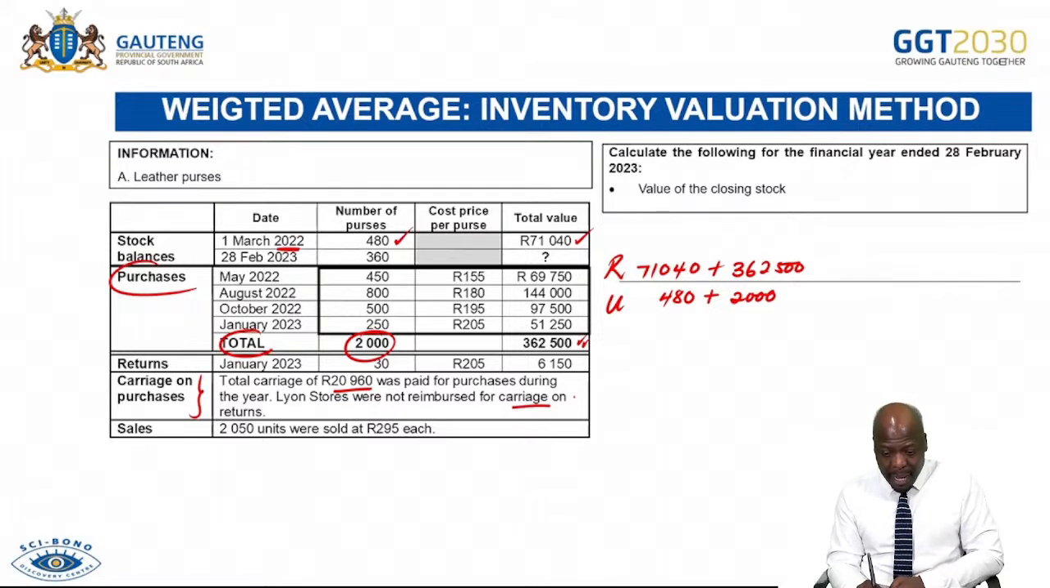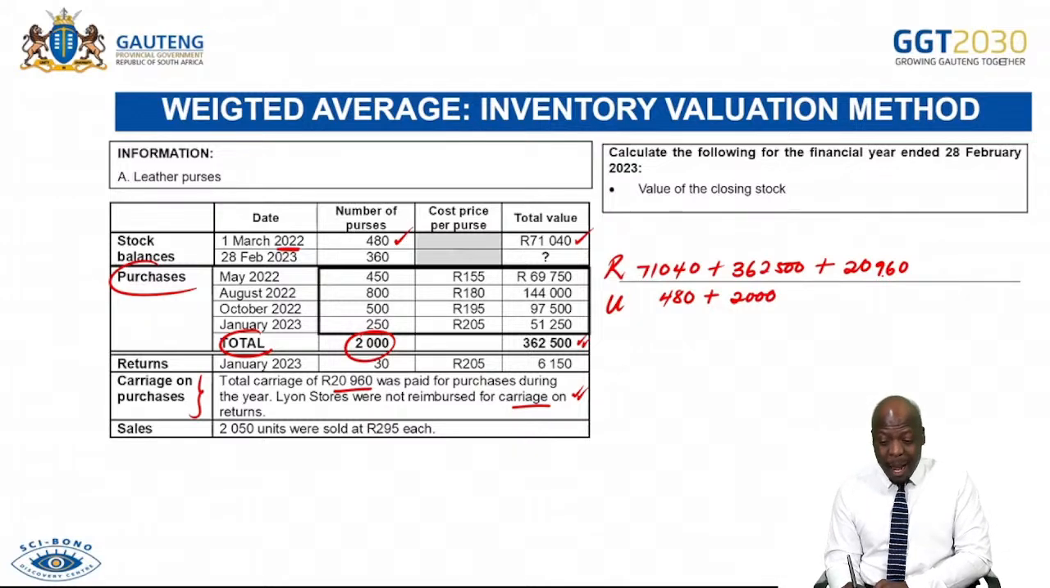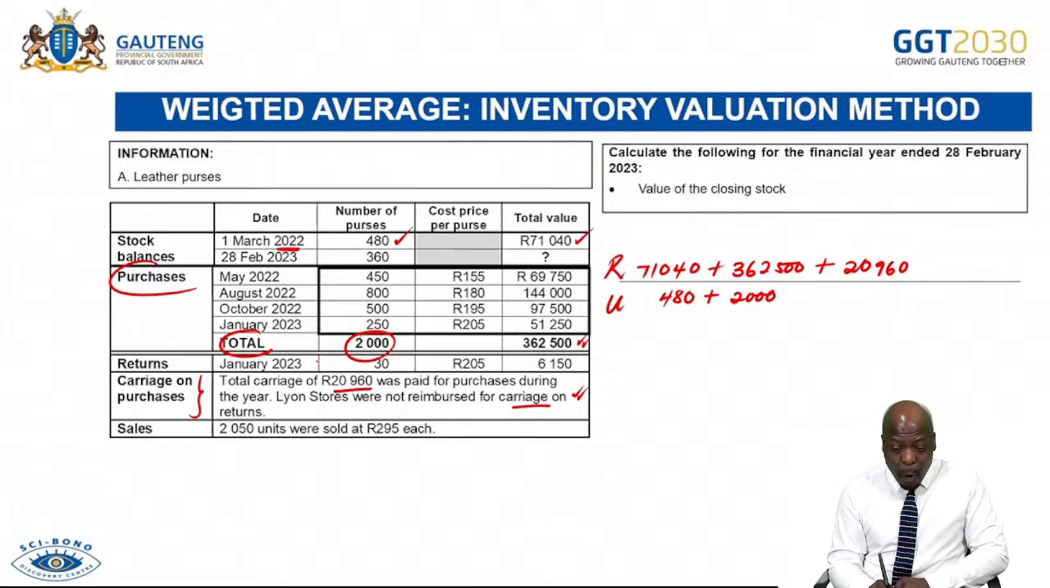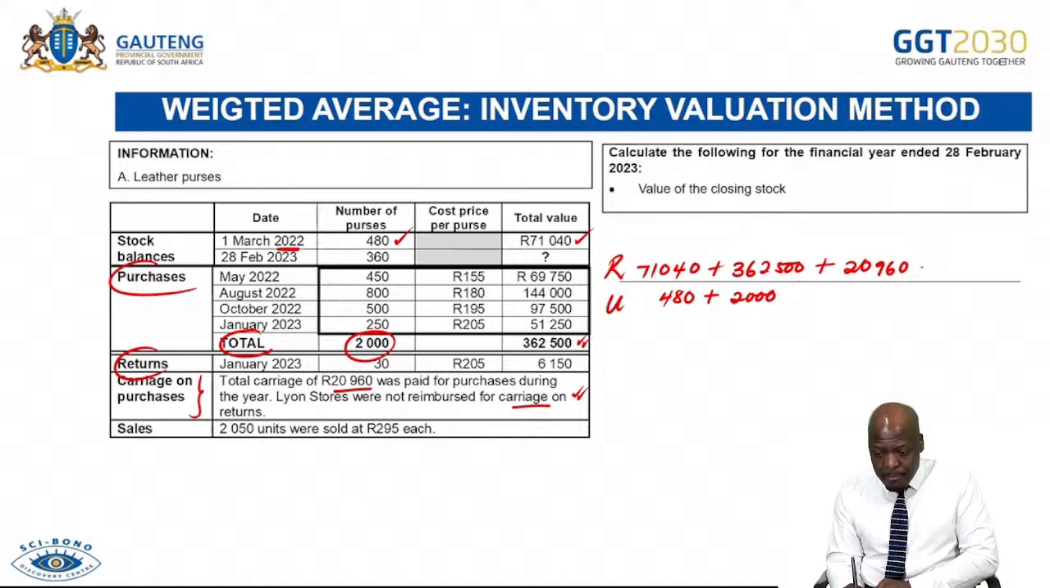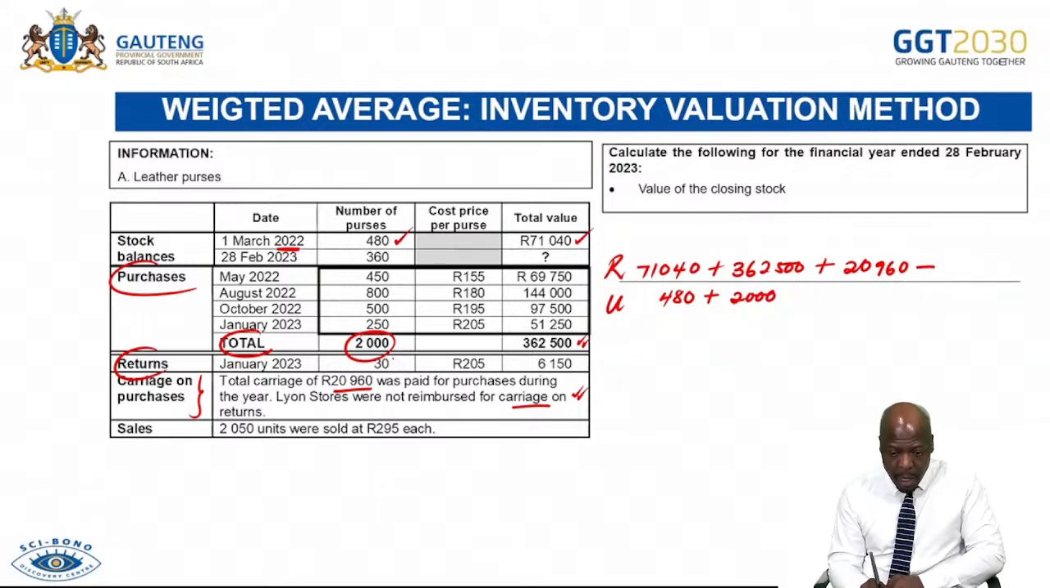So here I'm going to come and add my carriage. I'm going to come and say plus. How much is that carriage, guys? 20,960. Are we still okay? Okay, cool. Then I'll come and say minus returns. Here are my returns. I'll come and say minus over here.